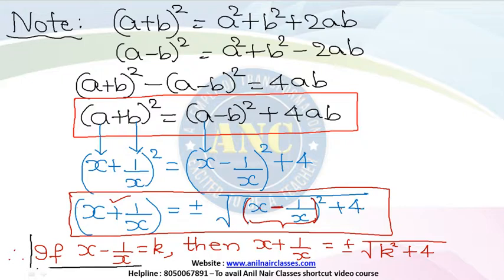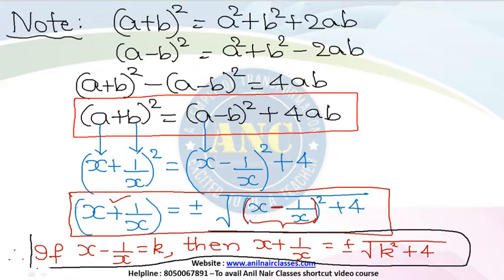Whenever we know the value of x minus 1 by x, we can easily find x plus 1 by x, by using x plus 1 by x is plus or minus square root of k square plus 4. This is one of the very important key points. Now, the other way of doing it.